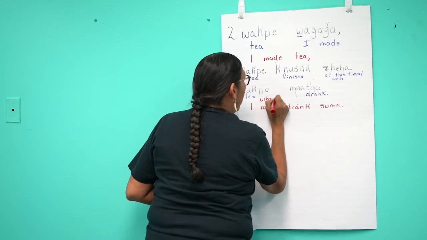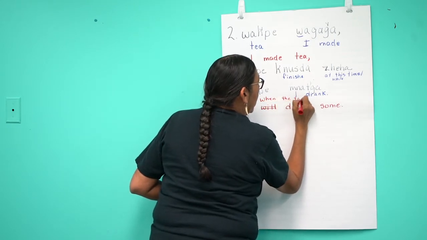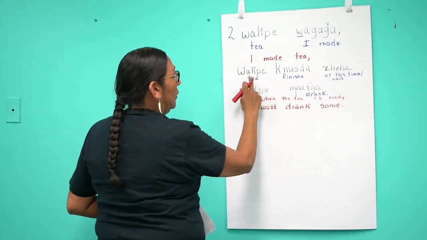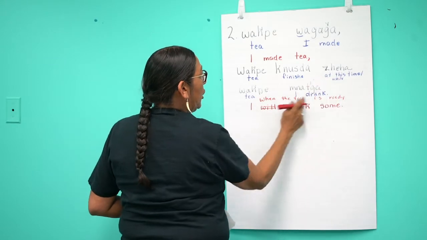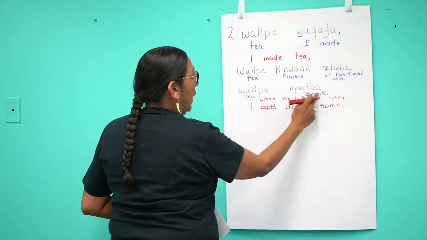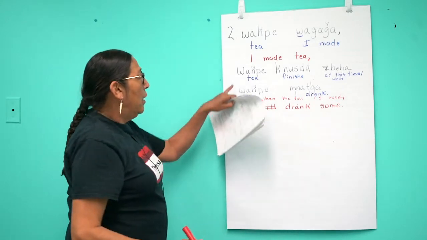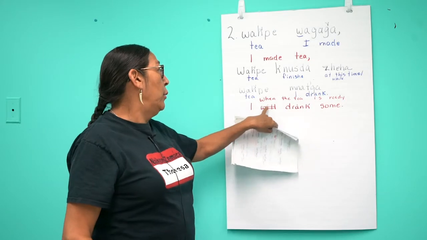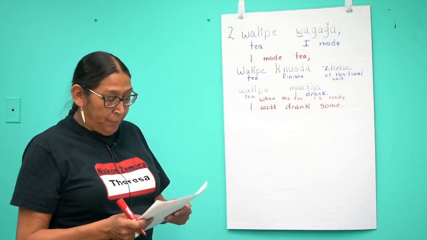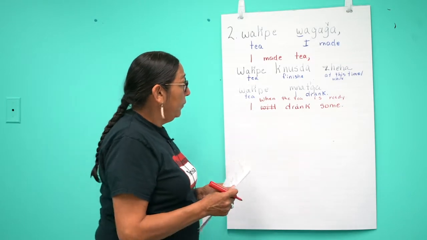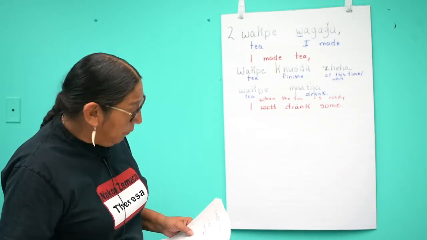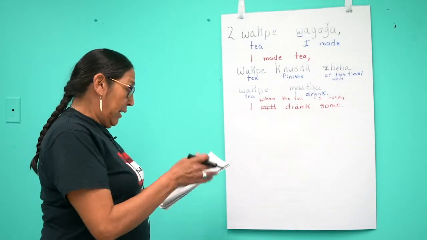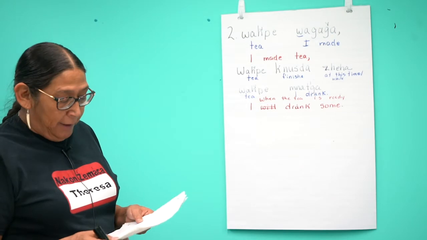When the tea is ready, jaha. When the tea is finished, when the tea is ready, and I will drink some. I drank some. Wachbe knushta jahan, wachbe natka. When the tea is ready, I drank some. I will drink some would probably be even better. Yeah, I think that's what it is, I will drink some, but it says I drank some.